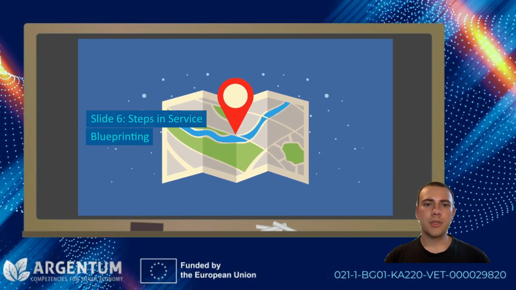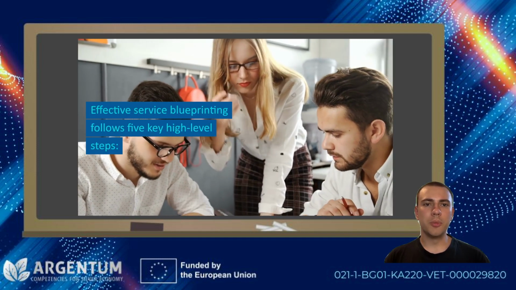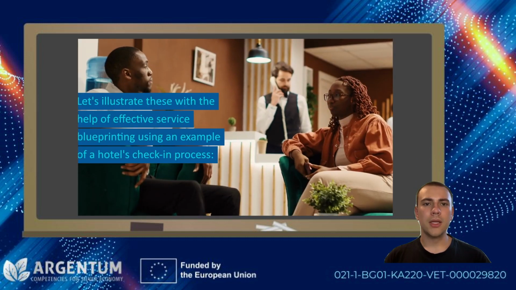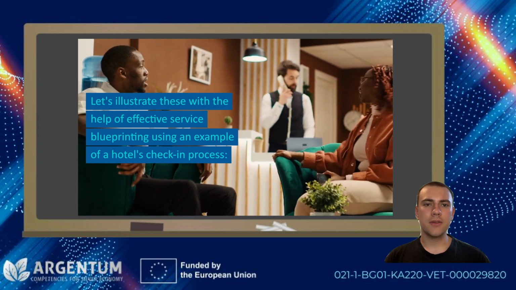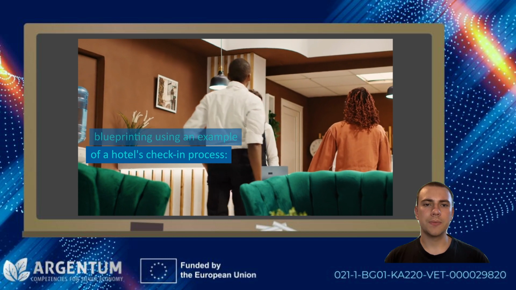Let's look at steps in service blueprinting. Effective service blueprinting follows five key high-level steps. Let's illustrate these using an example of a hotel's check-in process.